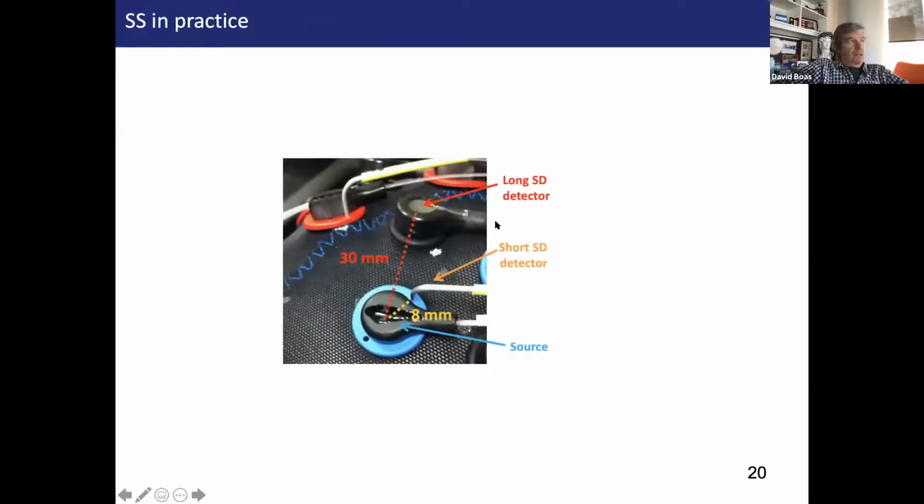So for well over 10 years, we were using short separation measurements on fiber-based systems. These were our typical fibers used for long separation. There's a source, there's a detector, and then we put a small fiber right next to the source, 8 millimeters away. We did this for over 10 years. But now we're moving to wearable systems and high density systems, so this is really becoming a thing of the past for us, at least.